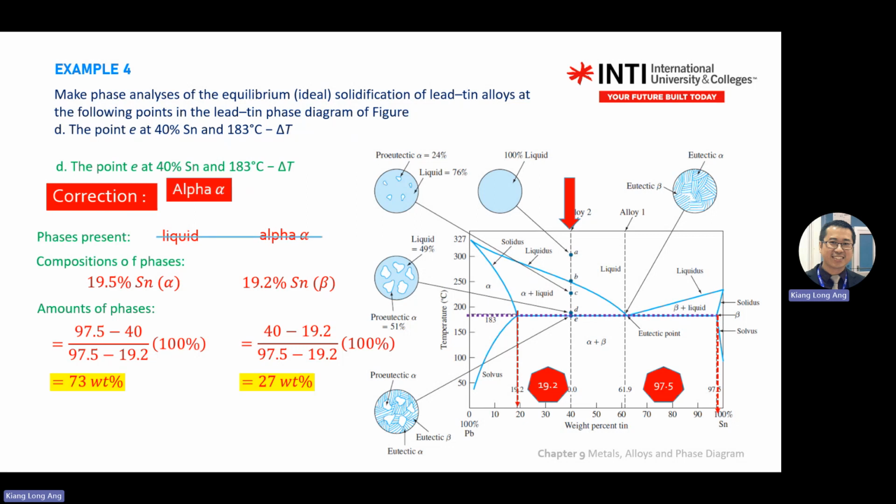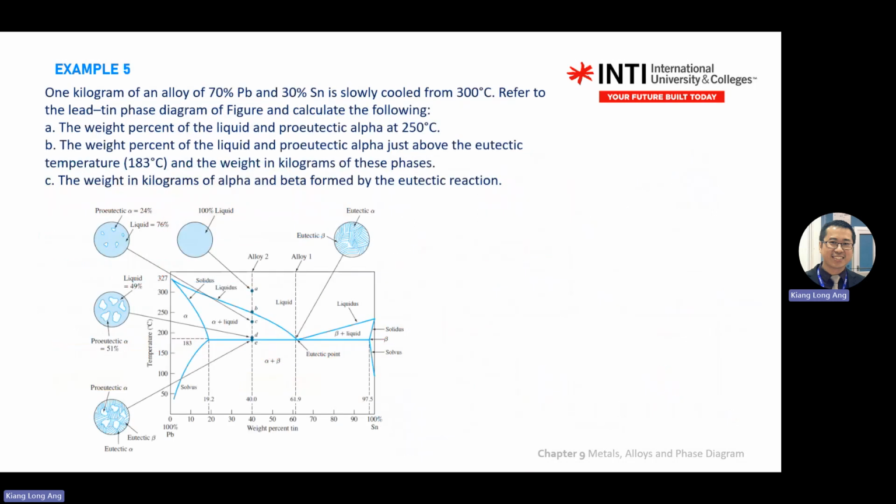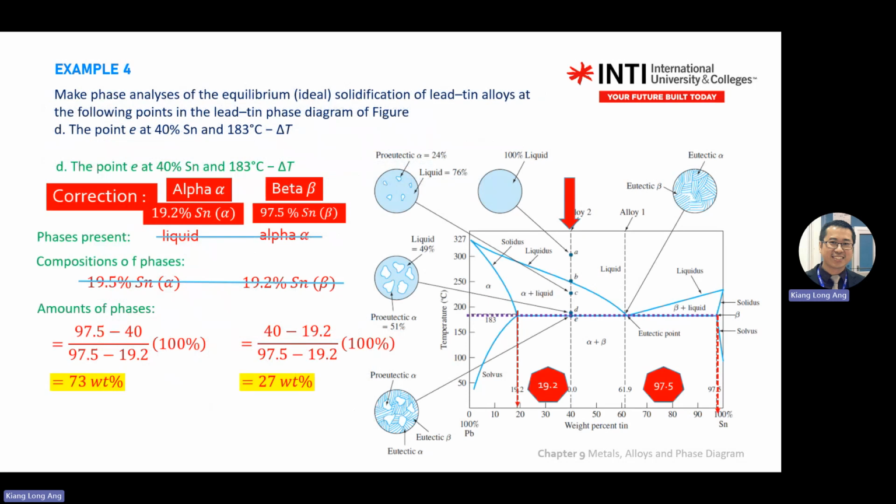Okay, it's not liquid alpha. It's not liquid and alpha, but it's alpha and beta. I just purposely put the wrong one, just to do the correction for you. Okay, so it's 19.2% alpha and 97% beta. Then you do the calculation.